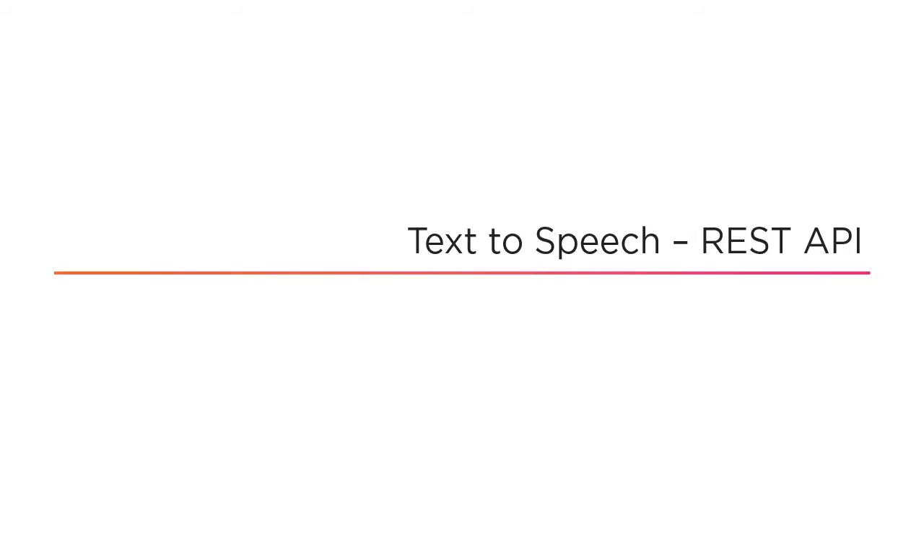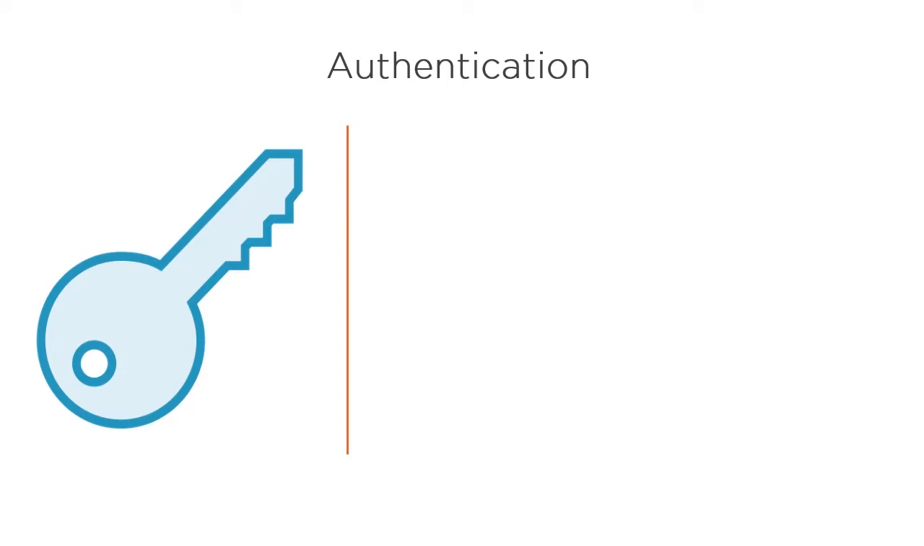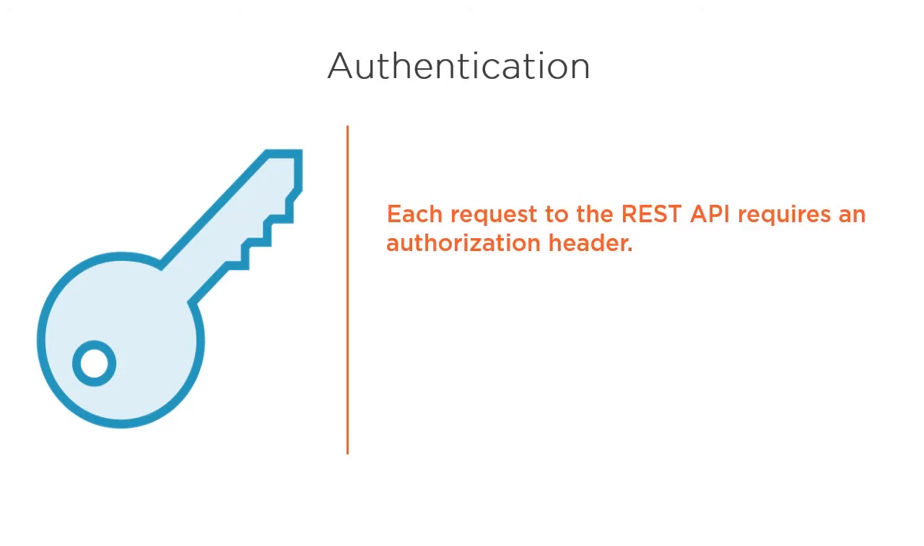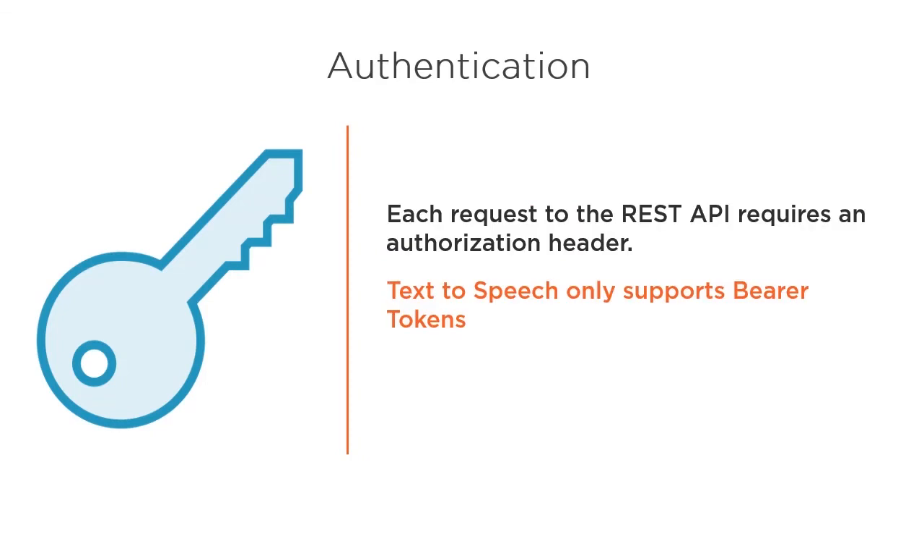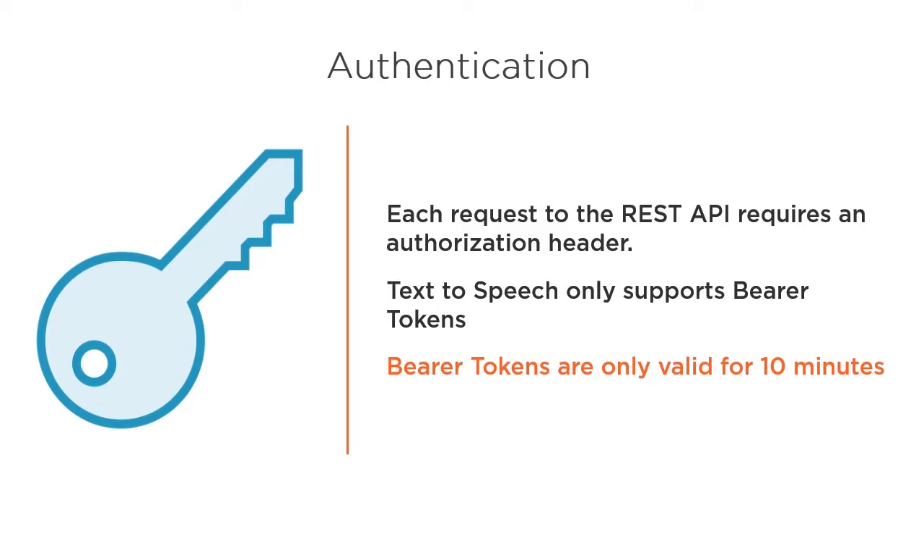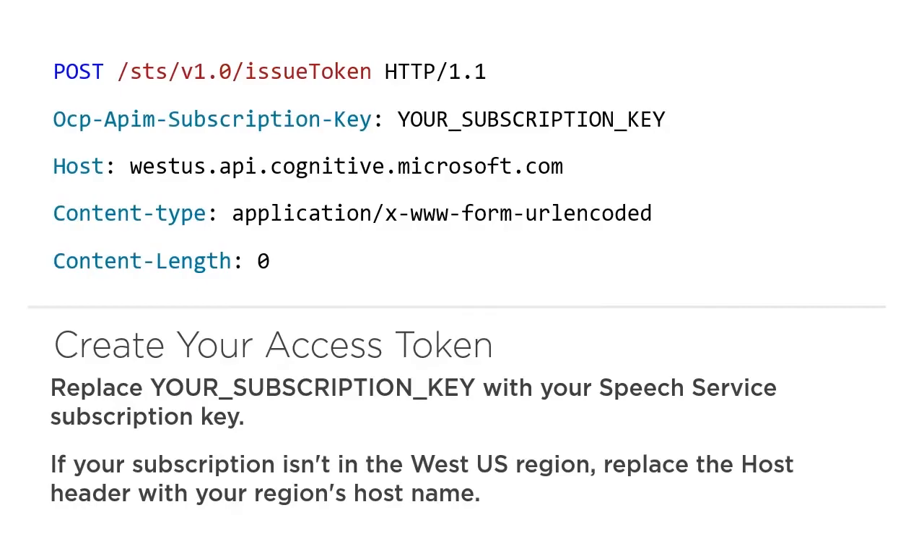In this section, we will cover the text-to-speech REST API. Let's first look at authentication. So each request to the text-to-speech REST API requires an authorization header. Unlike the speech-to-text API, the text-to-speech API only supports bearer tokens. When using the authorization bearer header, you're required to make a request to the issue token endpoint. In this request, you exchange your subscription key for an access token that is valid for 10 minutes.